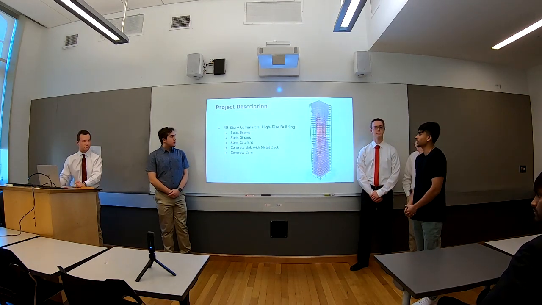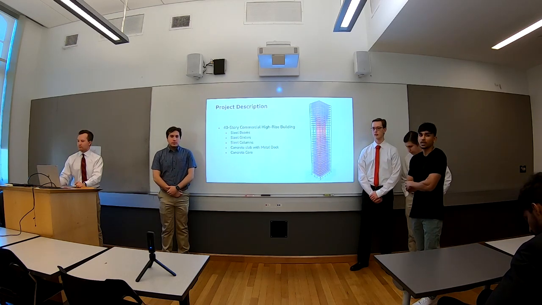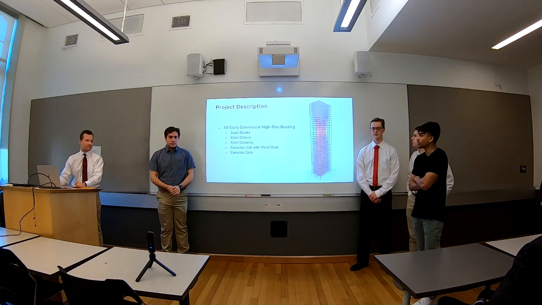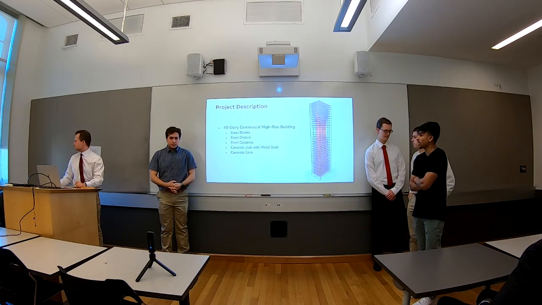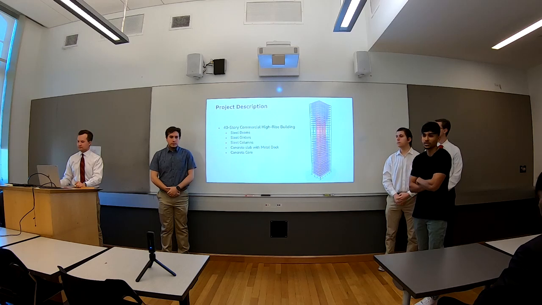Yeah, so this is our project description. It's a 40-story commercial high-rise building. It's composed of steel beams, steel girders, steel columns, concrete slab with metal deck, and it has a concrete core. So this is the formwork that we work with.